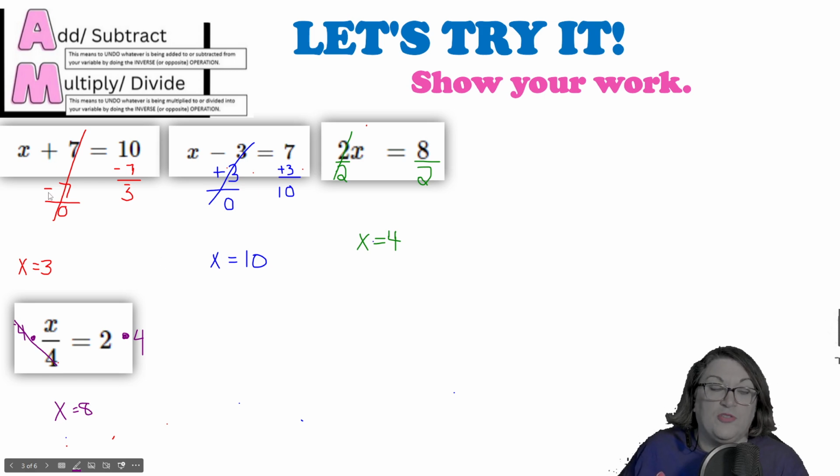Now, if you look at all these one-step equations, you can see that here the inverse of add was subtract. Here the inverse of subtract was add. Here the inverse of multiply was divide. And here the inverse of division is multiplying. And that's basically how you do it.